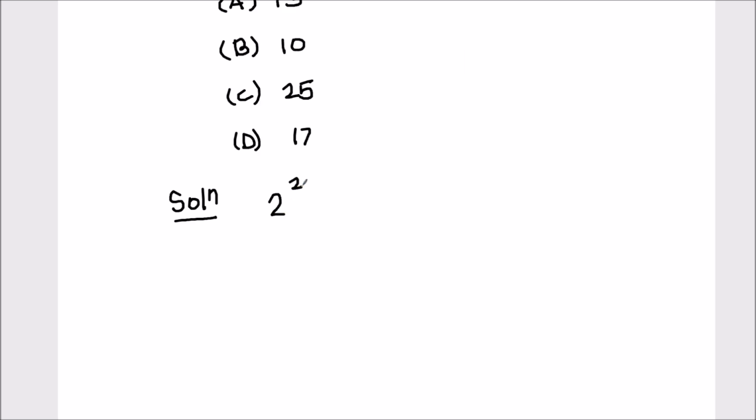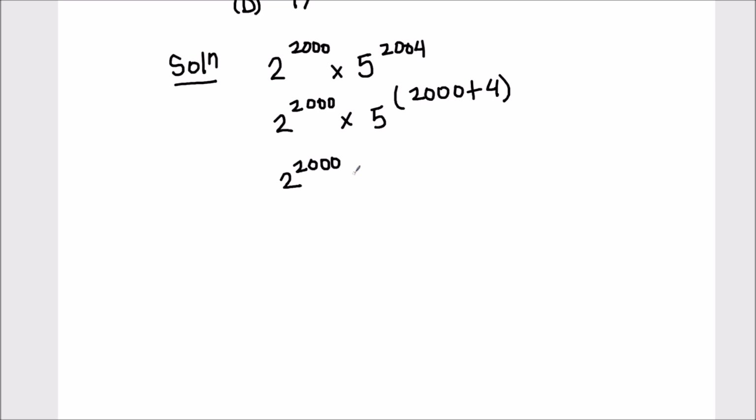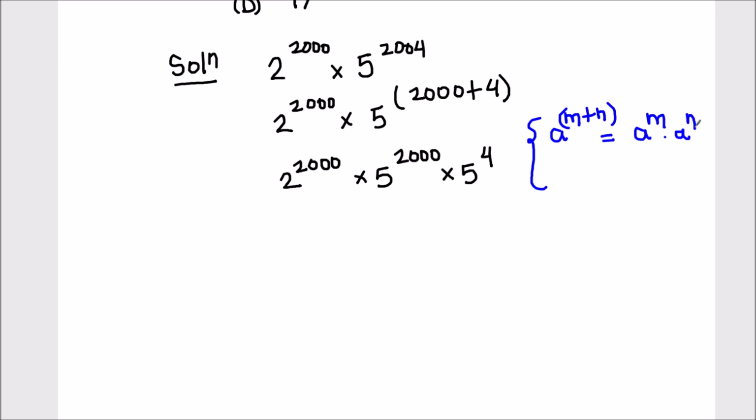The question is 2 raised to power 2000 times 5 raised to power 2004. So we'll start by writing 2 raised to power 2000 times 5 raised to power 2004 can be written as 2000 plus 4 is 2004. Next we have 2 raised to power 2000 times 5 raised to power 2000 times 5 raised to power 4. Here we have used the law of exponents which says that a raised to power m plus n equals a raised to power m times a raised to power n. So we have 2000 as m and 4 as n, and the base is same as 5. So 5 raised to power 2000 times 5 raised to power 4.